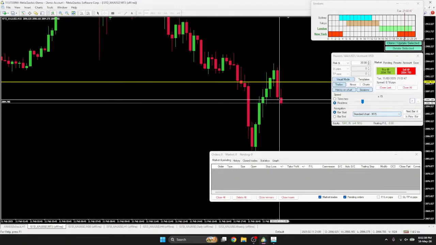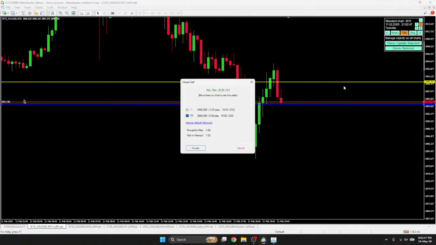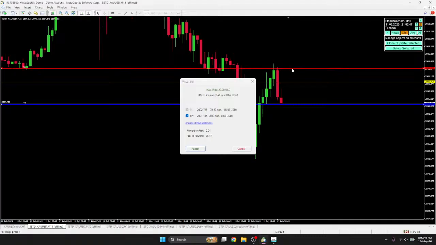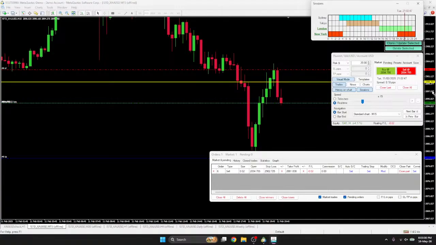Our SL will be below the previous candle high. 2 minutes 46 and my SL is here, like 80 pips. I'm willing to get this move at 1:1.